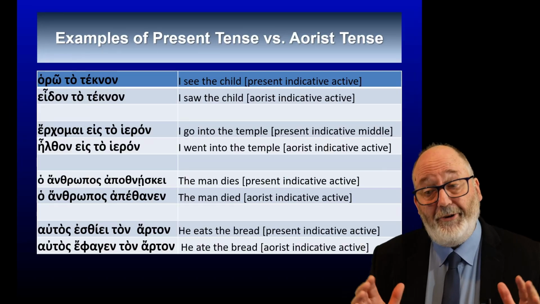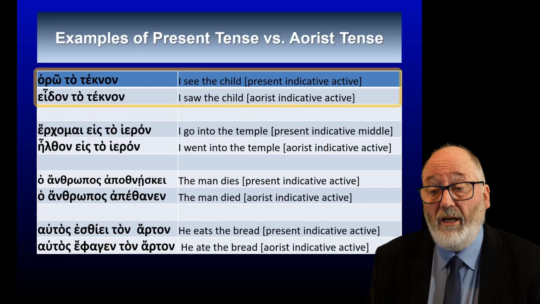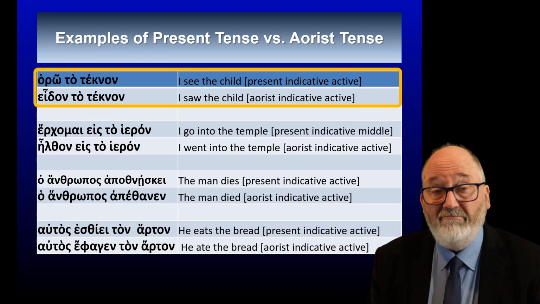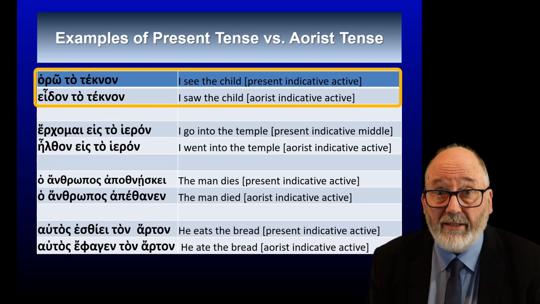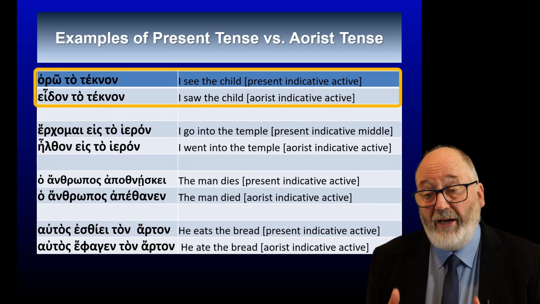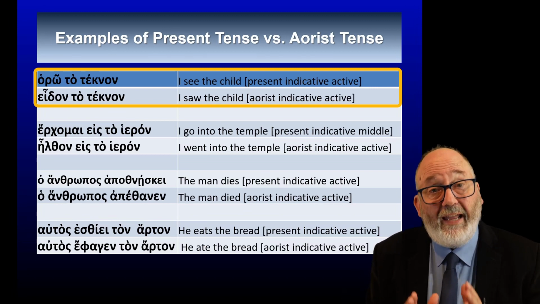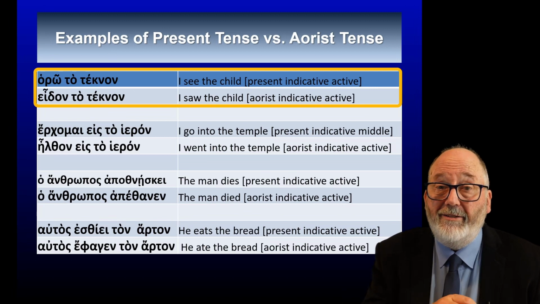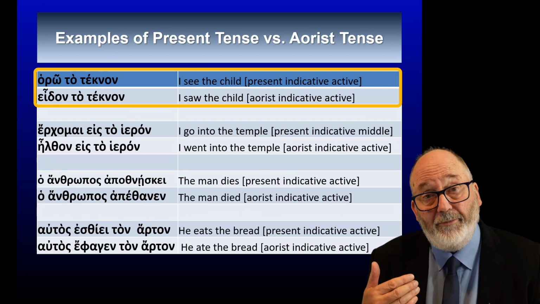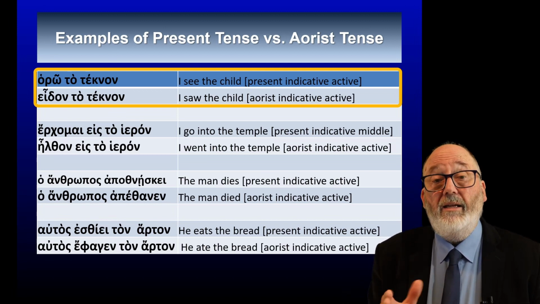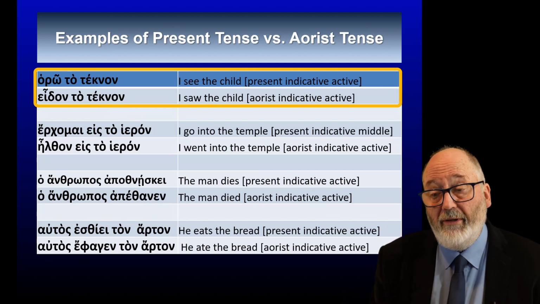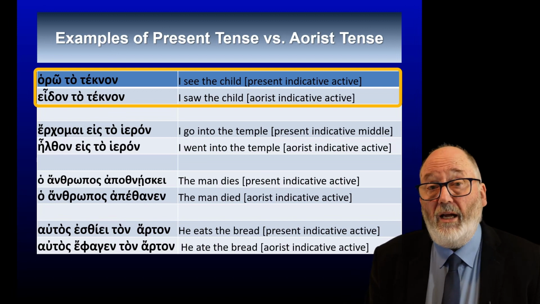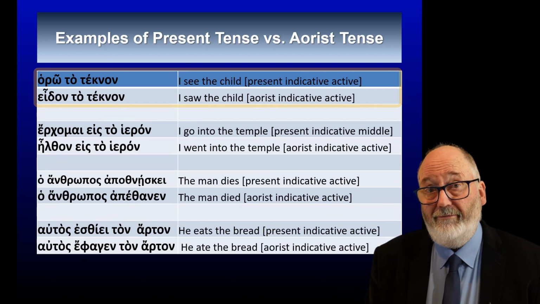Now let's look at some examples of how the aorist tense is used. It's going to be instructive to actually compare a present indicative with an aorist indicative. So, take for example the sentence horo to teknon. I see the child. That's in the present indicative, horo. Idon to teknon is in the aorist tense, corresponding to the simple past in English. So the simple present is I see today. Yesterday I saw. So idon to teknon is I saw the child.